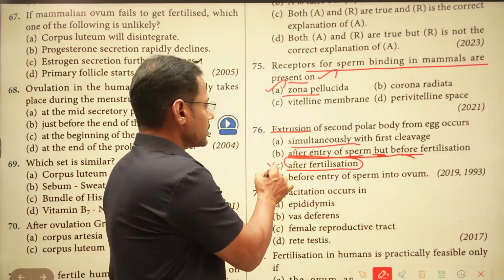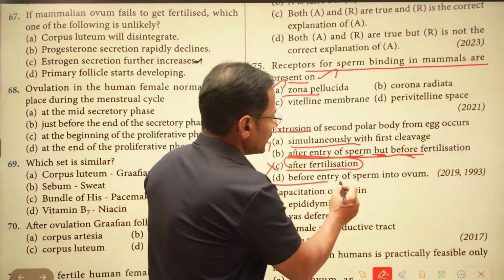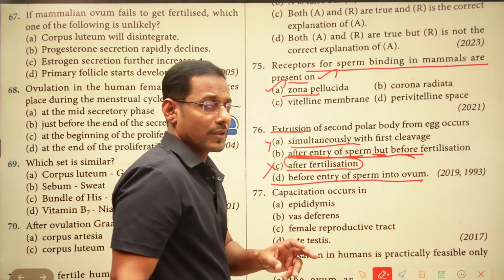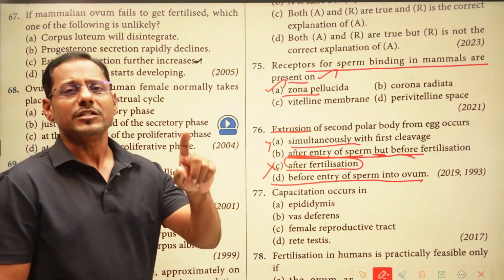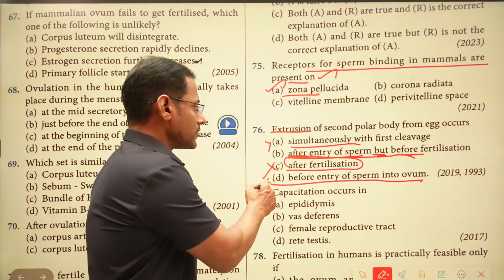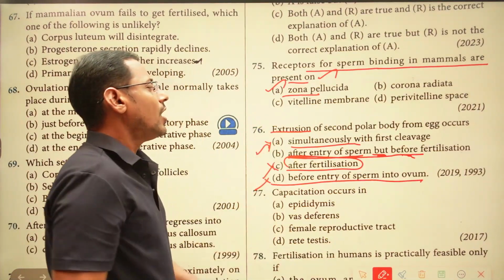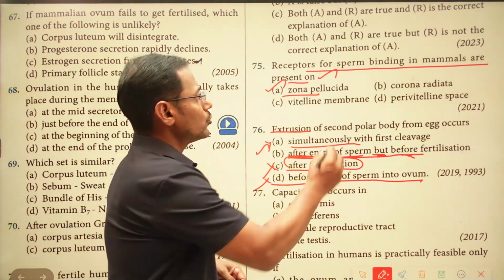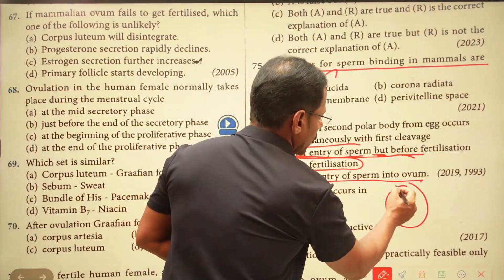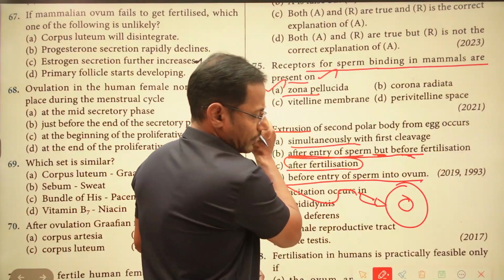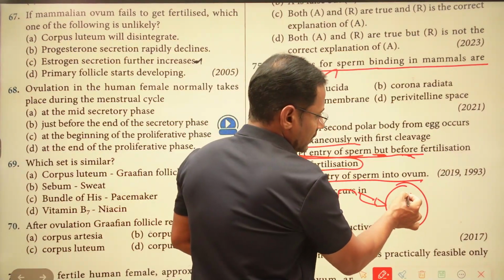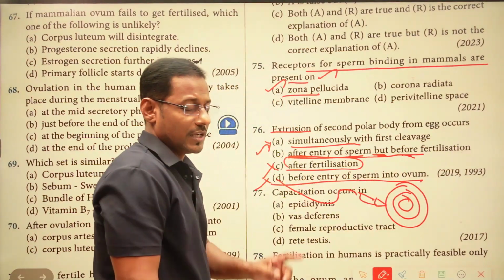Now, this is the wrong answer and this is the wrong answer, and before the entry of sperm into the ovum, no. The meiosis is not going to be initiated till the sperm touches the ovum. Now, this is also a false answer. Now, the right option is after entry of the sperm. Here this is the ovum, and when the sperm is touching it, the second meiosis division takes place. Keep it in mind.